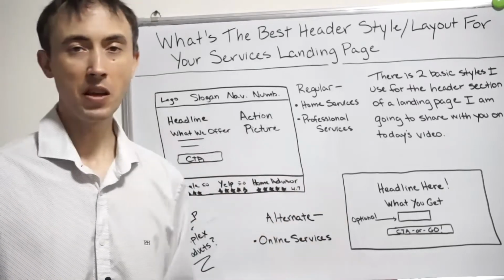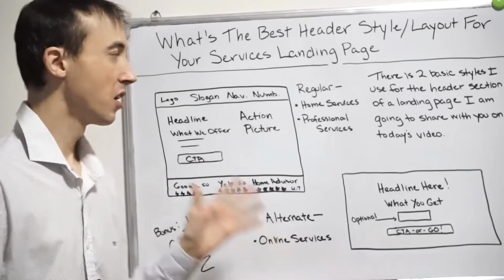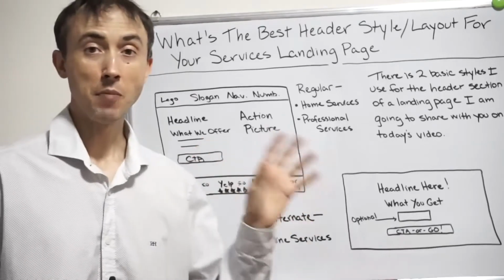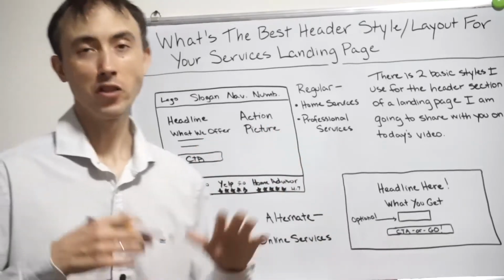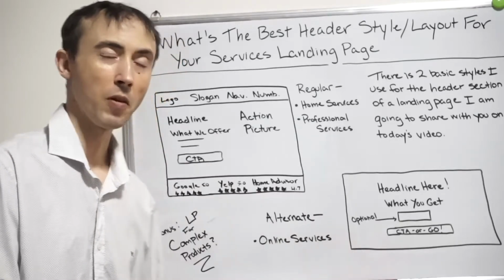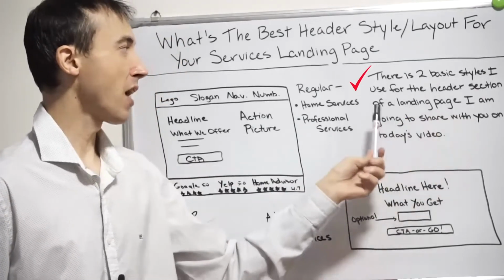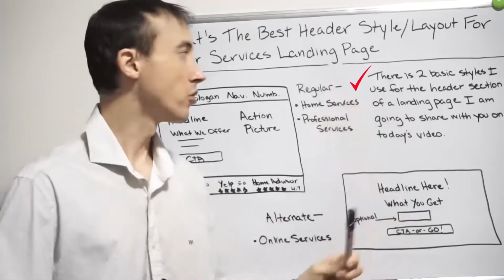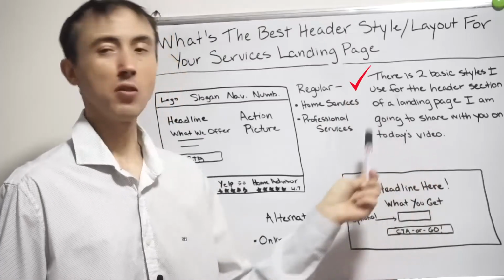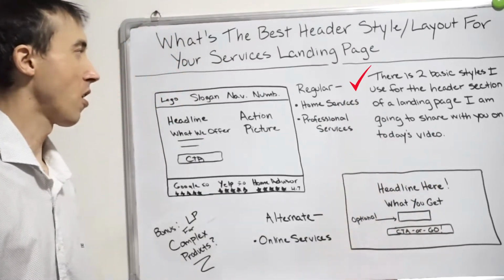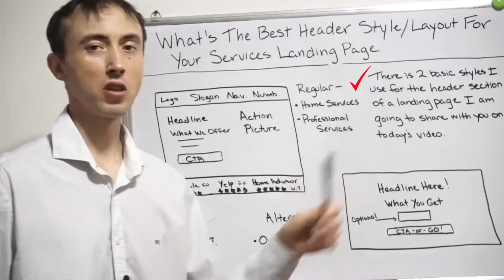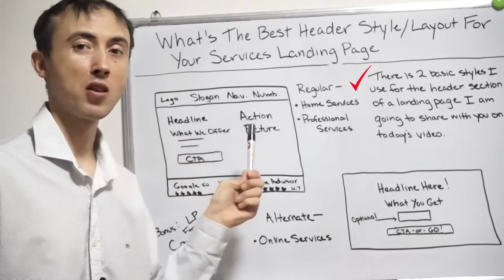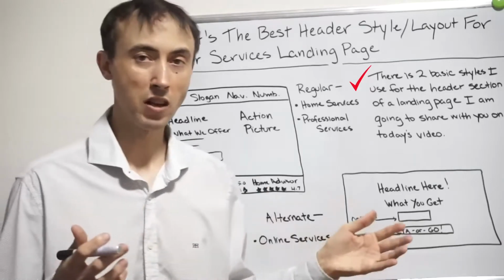So if you have a service company, it doesn't matter what kind of service it is, I'm going to show you what to use at the top section, or the header part, of your landing page to get much higher conversion rates if you're not using this stuff right now. There are two basic styles I use for the header section of a landing page that I'm going to share with you in today's video. If you are in home services or professional services, anything like that, this basic header section style is the way to go if you want better conversion rates right away.